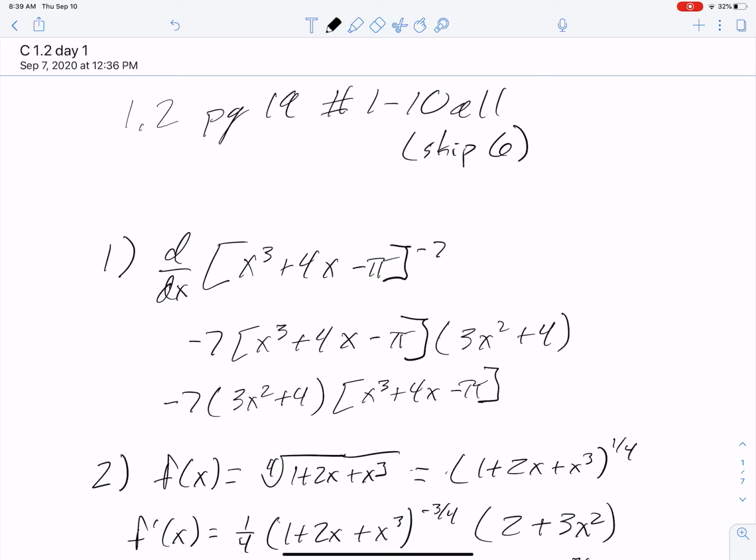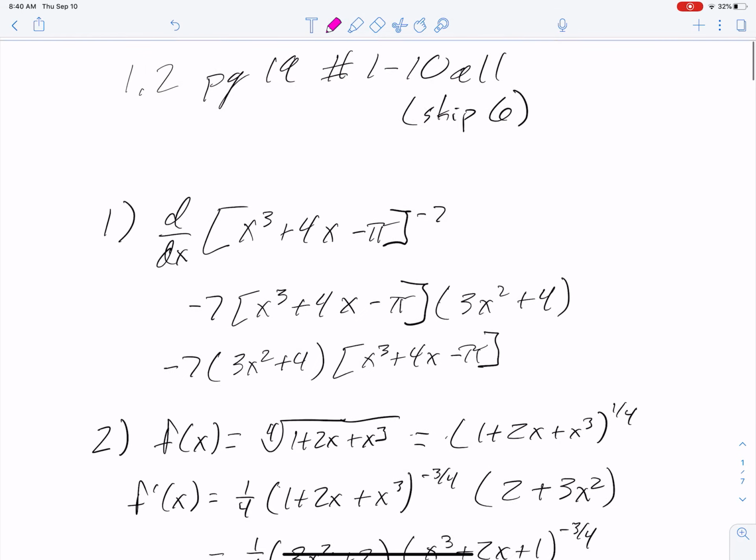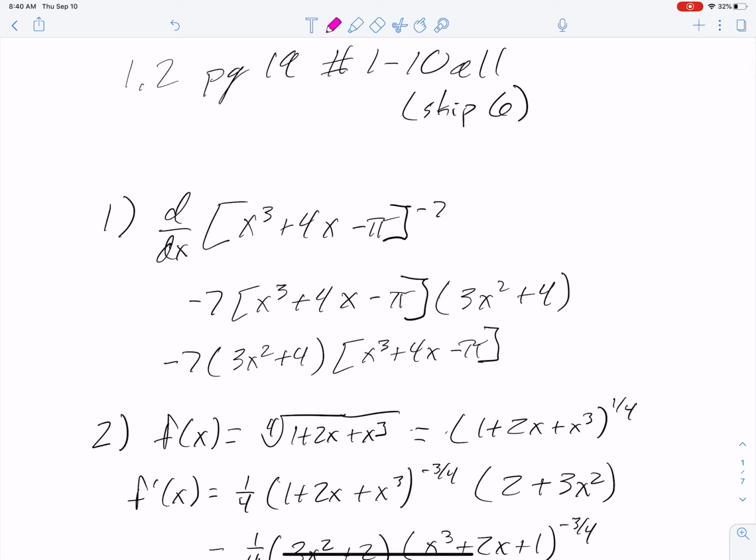All right, so we're going to take a look at the 1.2 homework, 1 to 10 all, skip number 6, some practice with the chain rule. Now remember, some people like to do their derivative of the inner function first, some people like to do their derivative of the outer function first. It's really just a matter of preference. A good rule of thumb is to recognize that you aren't done with the problem until you've taken the derivative of everything.